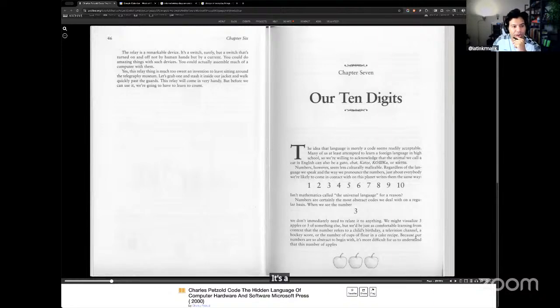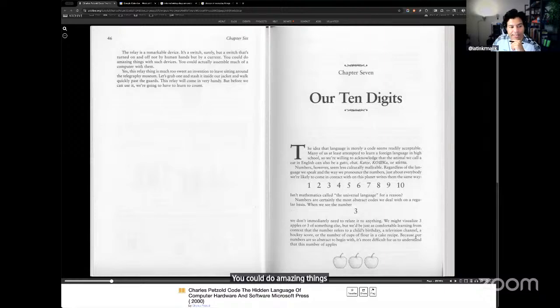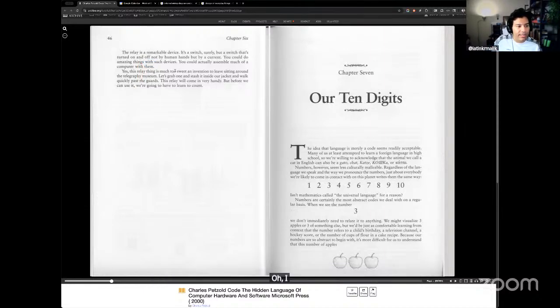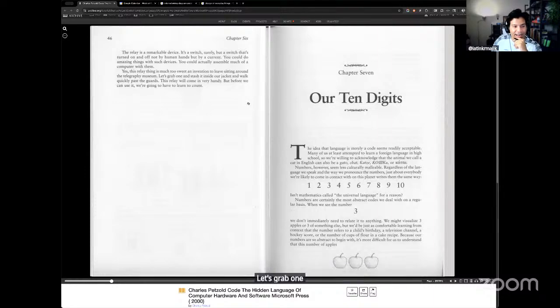It's a switch, surely, but a switch that's turned on and off not by human hands but by a current. You could do amazing things with such devices, and you could actually assemble much of a computer with them. Okay. Yes, this relay thing is much too sweet an invention to leave sitting around the telegraphy museum. Let's grab one and stash it inside our jacket and walk quickly past the guards.